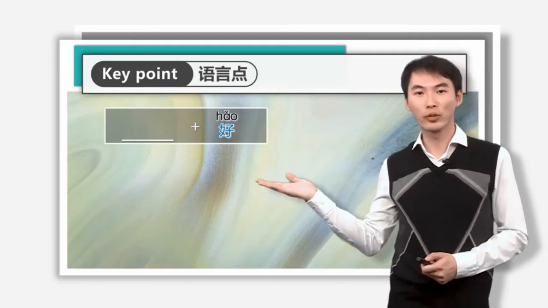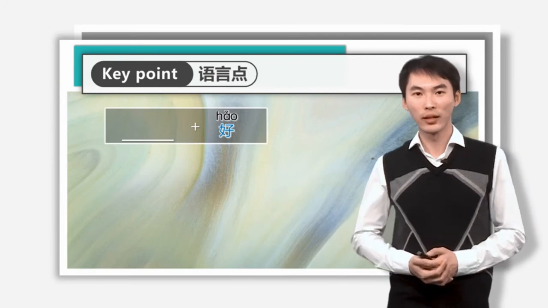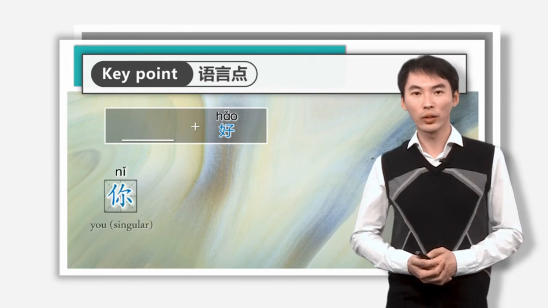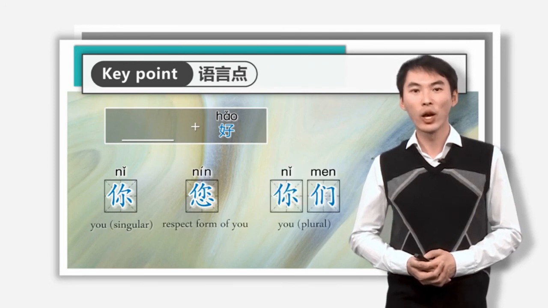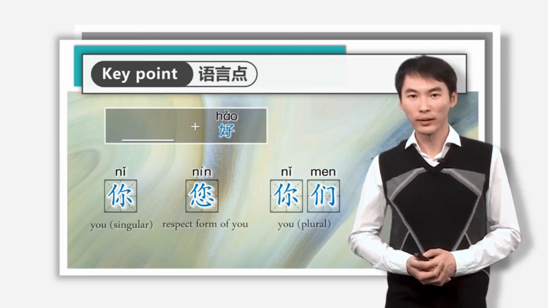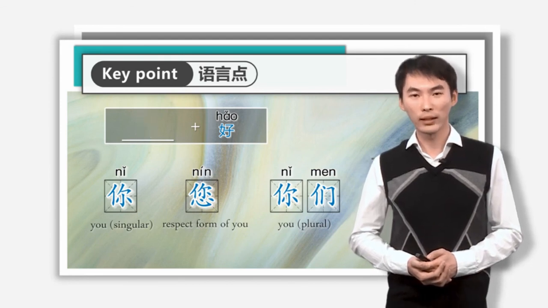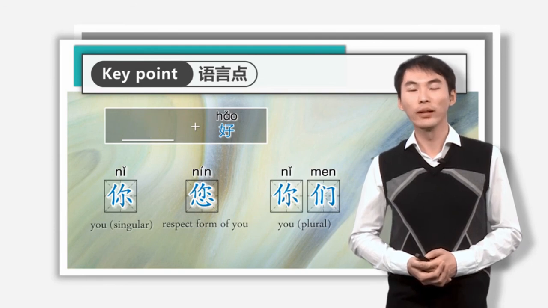We can use this structure to greet others. And the pronouns we have learned today are you singular, 你, you singular in applied form, 您, you plural, 你们. And we can put a pronoun before 好 to greet. Greet one person, 你好. Greet one person with respect, 您好. Greet some people, 你们好.